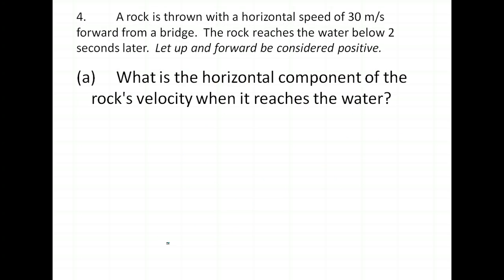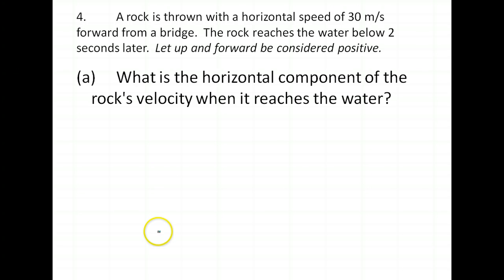Our fourth and final question. A rock is thrown with a horizontal speed of 30 meters per second forward from a bridge. The rock reaches the water below 2 seconds later. Let up and forward be considered positive. What is the horizontal component of the rock's velocity when it reaches the water?